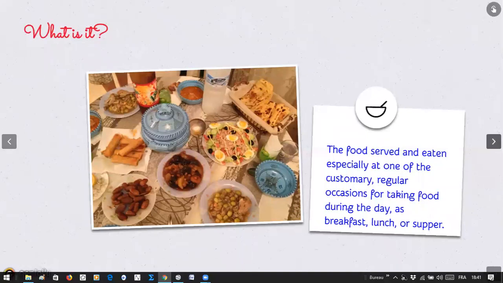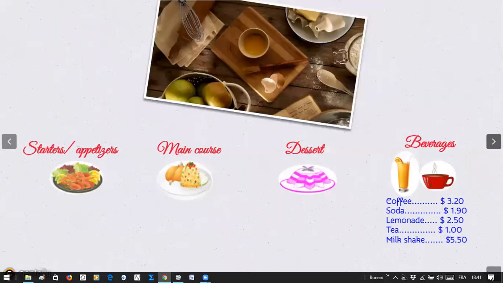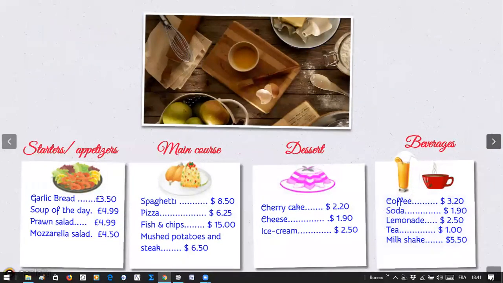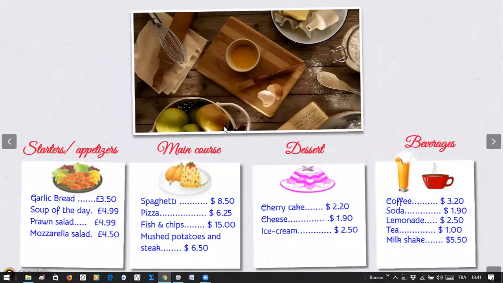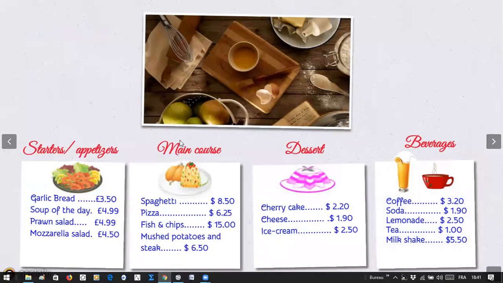Dinner. Great. Now, every meal contains 4 components. The first? Starters. Good. Or appetizers. You start with a soup or a salad. And then you pass to the main course or the main dish. What is it? Spaghetti, pizza, fish and chips. Good. Then you have dessert when you finish. Cherry cake, cheesecake, and ice cream. Small mistake here. We have cheesecake, right? And beverages or drinks. Example? Soda, lemonade. Good. And tea. In Tunisia, we are very famous for tea after meals.